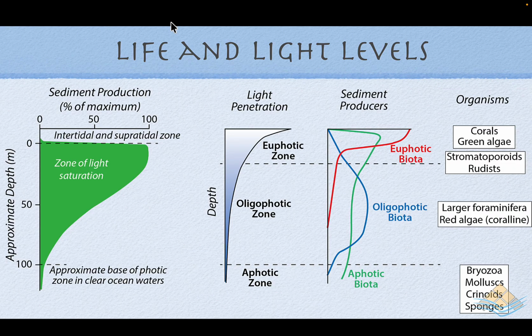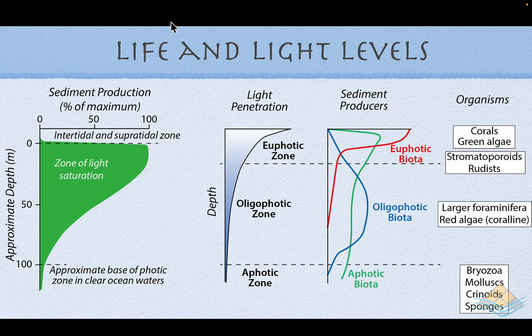We break up the marine realm in terms of light penetration into 3 zones. The euphotic zone, which is the uppermost zone where light can penetrate. This is sometimes called the sunlit zone or the upper photosynthetic zone. This is the zone where we have photoliths or photozoans at the base of the food chain.